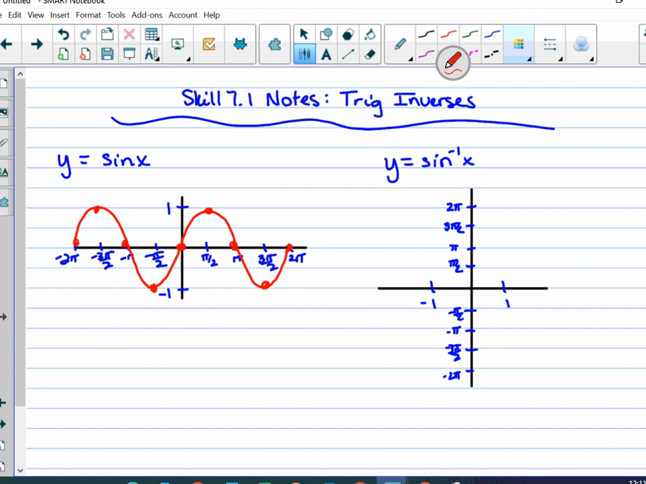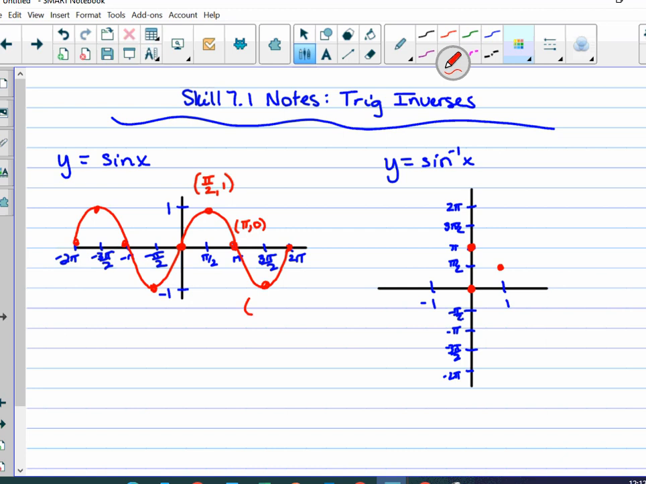And then we're just going to plot our points for the inverse. So again, we're going to switch the x and y. So that first point that's at 0, 0, when you switch, you get 0, 0, right? Okay, the next point, I could label it as pi over 2, 1. So what am I going to plot on my inverse graph? 1, pi over 2. There we go. The next point on my graph is pi, 0. I'm going to plot 0, pi on the inverse graph.